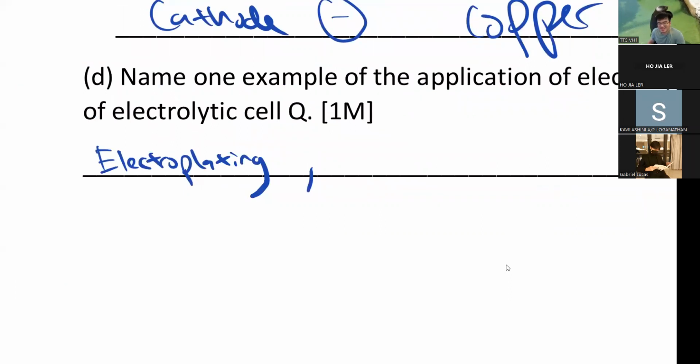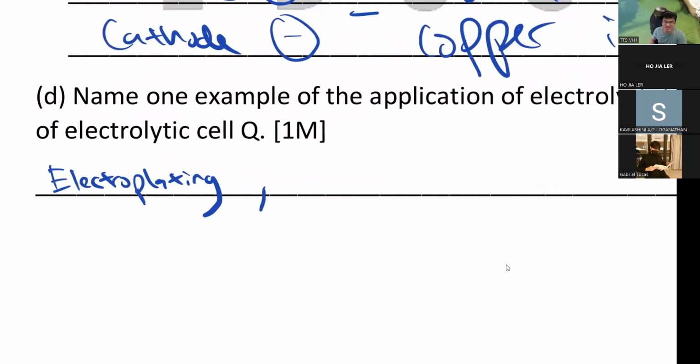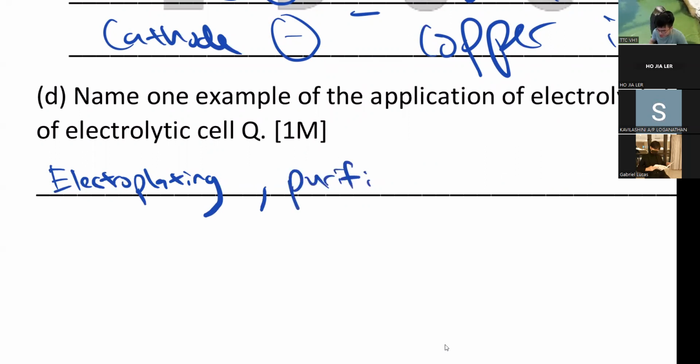What about the opposite? Electroplating is sticking things there. Now, if I take things out, what is it called? I extract things out, I only want to take copper out. This is extraction or purification. You say purification, I accept. You say extraction, I also accept. Both mean the same thing.